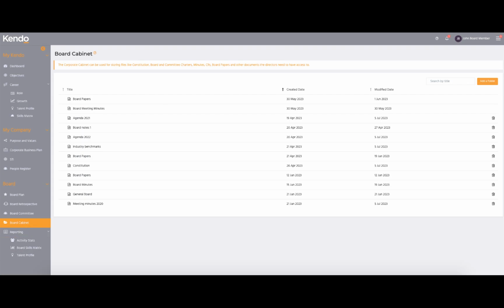To ensure effective documentation and communication, the board cabinet can be used for storing files like the Constitution, board and committee charters, minutes, board papers, and other documents. Upload and share any files with the board for efficient and timely access by those who need it.